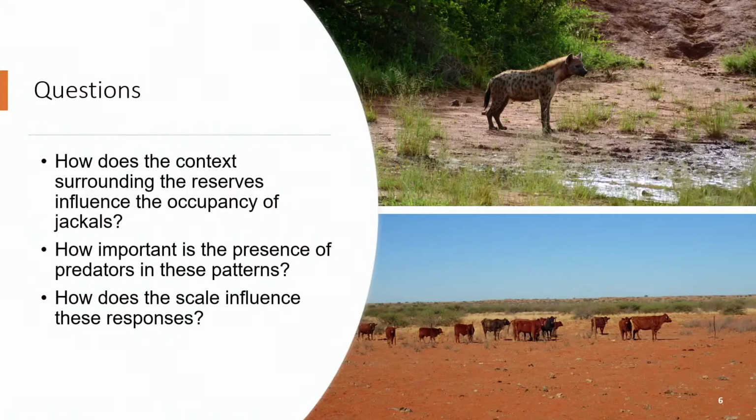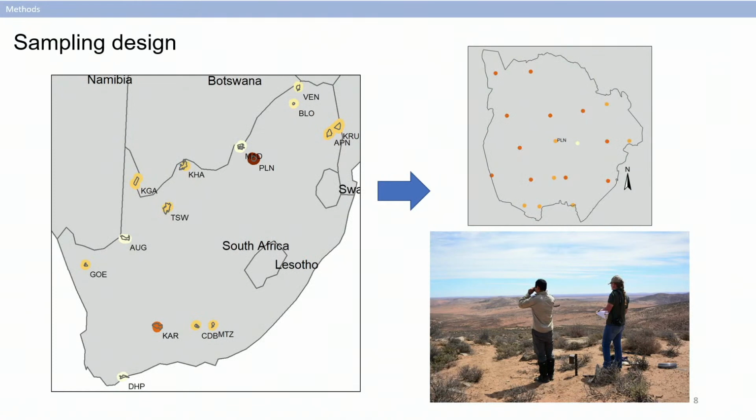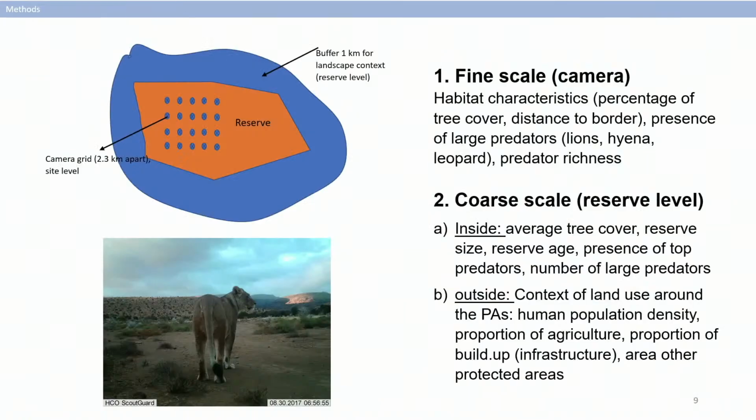And compare different scales. This project is based on the Snapshot Safari project. This is a large network of camera traps across the country. We have about 30 sites, 30 reserves, and some of them are for monitoring purposes, others for single service. We use 15 reserves for this study. In each of the reserves we have between 15 to 20 cameras, and they are placed for about 3 months for this study in particular.